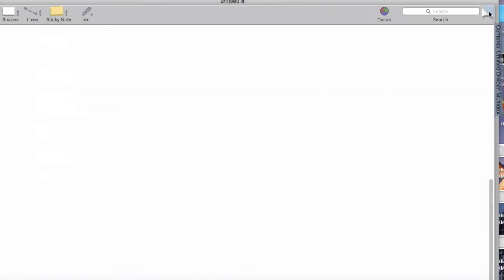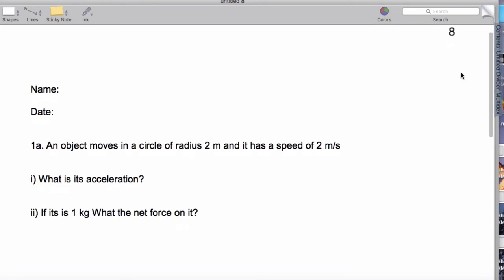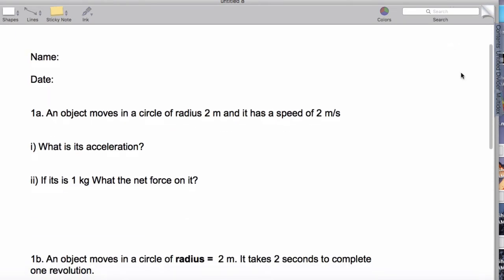So problem number one, we start off straightforward. We have an object moving in a circle with a certain radius and it has a certain speed. We want to calculate its acceleration. So keeping it simple, with a radius of 2 meters and a speed of 2 meters per second, the acceleration is simply going to be the circular acceleration or centripetal acceleration, v squared divided by r. And that's just going to be 2 squared divided by this radius of 2, which is going to give us 2. And all accelerations have units of meters per second squared.